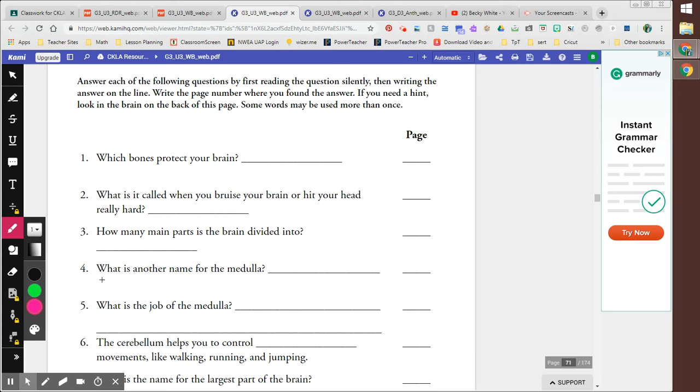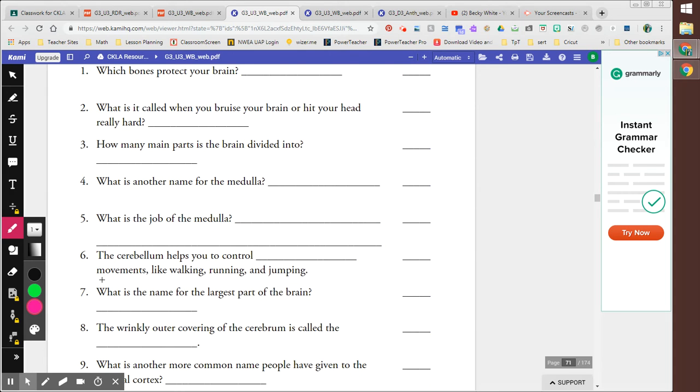Number four, what is another name for the medulla? Remember, your words are in the brain on the back of this page. Use those words. Number five, what is the job of the medulla? Number six, the cerebellum helps you to control blank movements like walking, running, and jumping. Number seven, what is the name for the largest part of the brain?